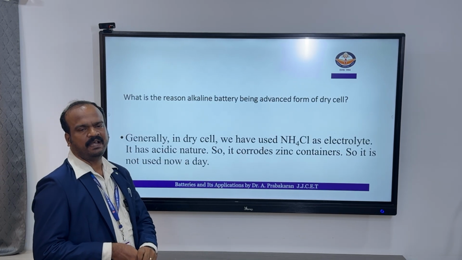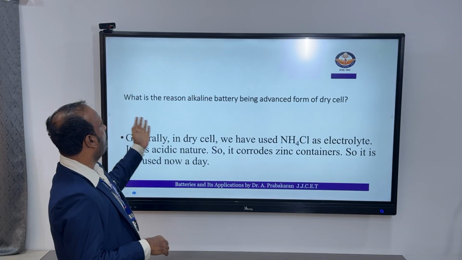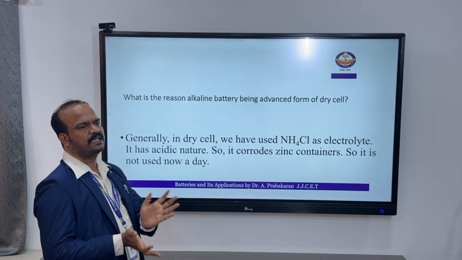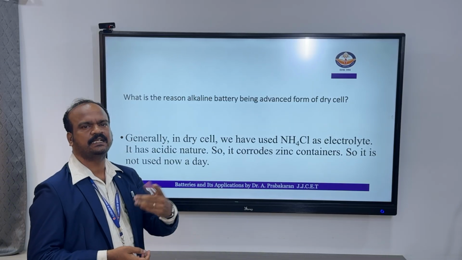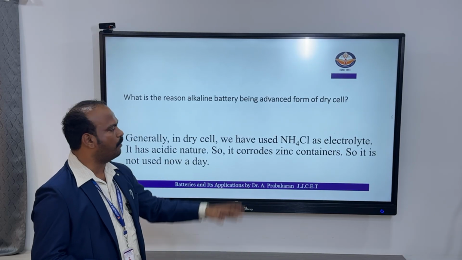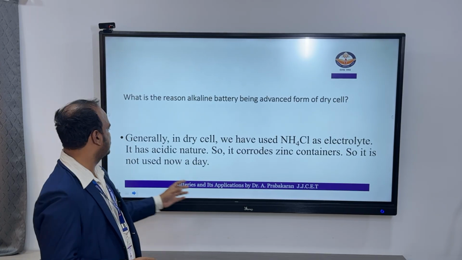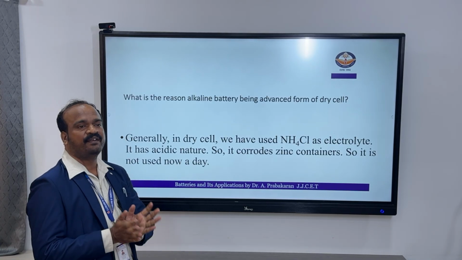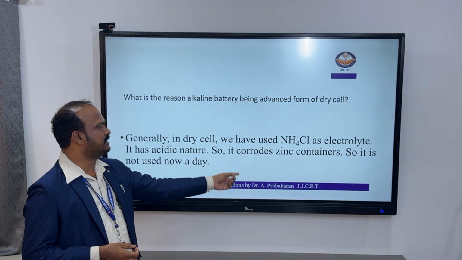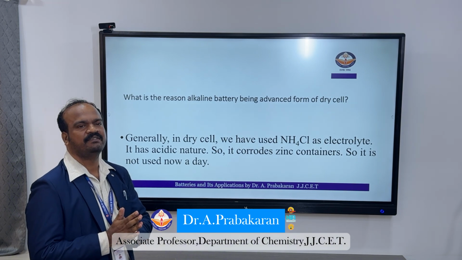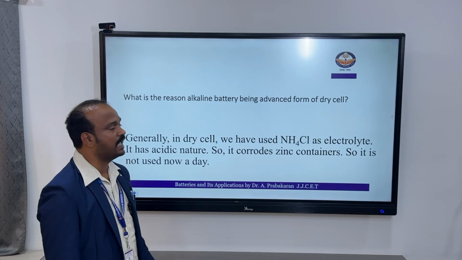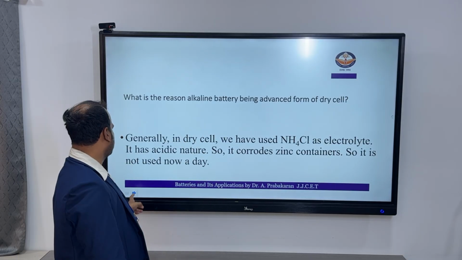Before moving to the secondary battery, we have one question. What is the reason the alkaline battery is an advanced form of the dry cell? The dry cell is the most common one, but the alkaline battery is an advanced one. Why? Generally in the dry cell we use ammonium chloride as the electrolyte, which is acidic in nature. Therefore, the outer components are easily corroded. But in the alkaline battery, the zinc container does not get corroded because we are using potassium hydroxide. That is the reason the alkaline battery is an advanced form of the dry cell.